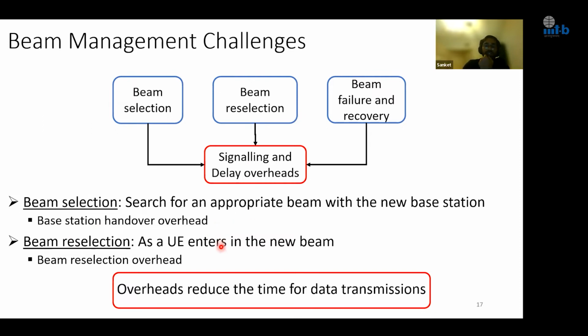And the second is beam reselection, as the UE switches from one beam to another when it is moving inside the cell. Again, there is some interrupted communication. And then there is a possibility that the best beam is not found, and due to fading or poor communication channels there is a beam failure, and one has to recover the beam again. So this communication interruption due to the base station handover overhead and the beam reselection overhead reduces the time available for data transmission, and that essentially reduces the data rate or throughput that the user achieves.